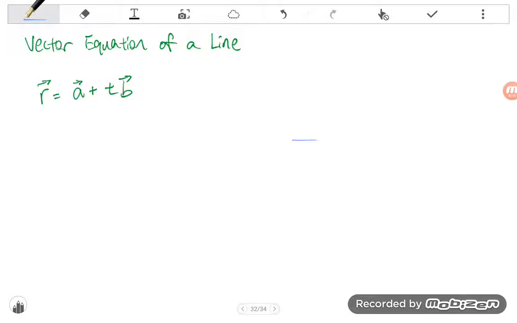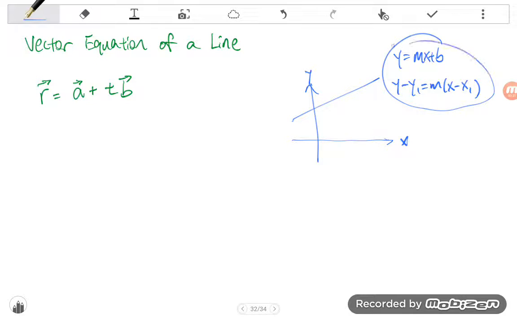Now, we have learned how to derive the equation of a straight line in slope-intercept form or the point-slope form. So we learned how to find the equations of a straight line in 2D, the xy plane, in a couple of different forms. The slope-intercept and the point-slope form are the more useful ones.